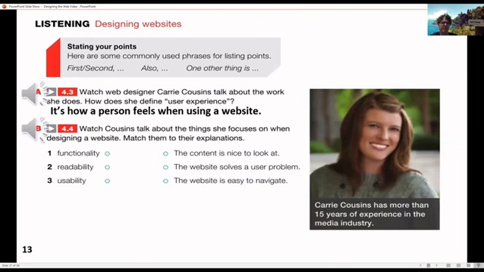So you did hear a little bit of the first part, and I'm going to play that right now. This is for number 4. Listen as she talks about the things she focuses on when designing a website. So match these. As you hear these words, what does she say about them?